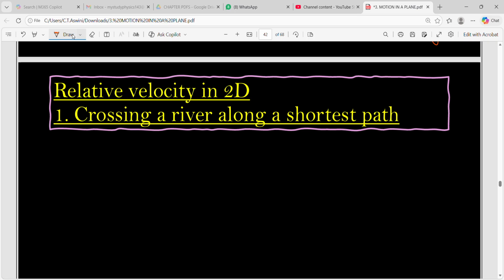In this session, we will see relative velocity in 2D and mostly we will deal with river swimmer problems. There are some PYQs related to this topic. We will also discuss them in today's session.